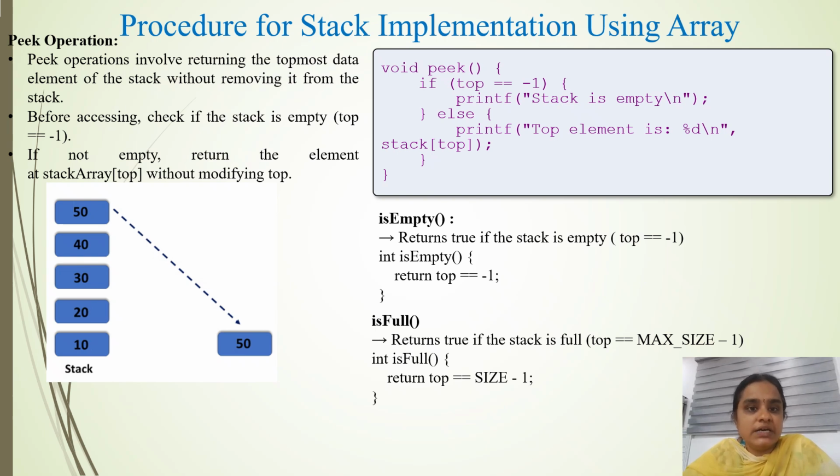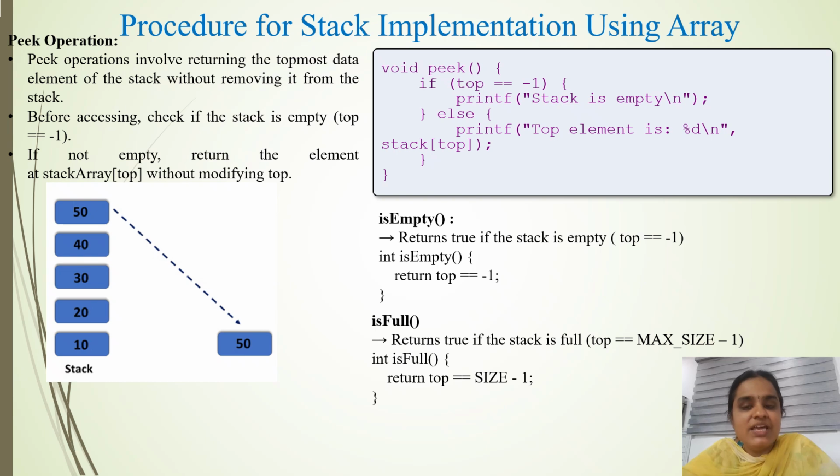So we check if top equals -1. If the stack is not empty, we can safely look at the element at the top and display it. Importantly, we don't change the top value because we are not removing anything. If the stack is empty, we get a message. Otherwise, it just prints the current top element. You see this code.